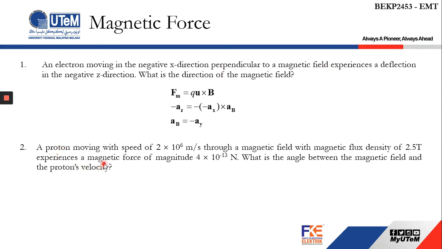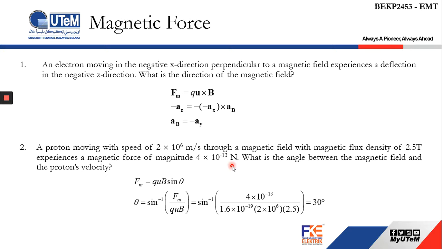For question number two, we have a proton moving with this speed, passing through a magnetic flux density of 2.5 Tesla, and experiencing a force of this value here. What is the angle between the magnetic field and the proton's velocity? The answer is straightforward. We apply the equation for the magnitude of the magnetic force and find that theta equals 30 degrees.